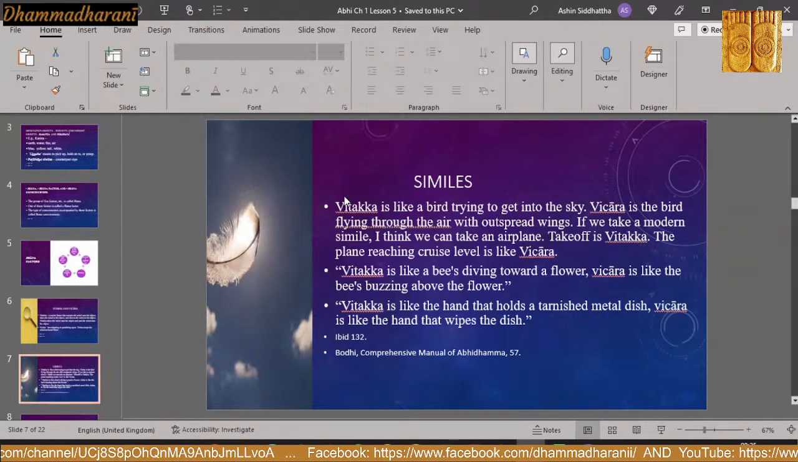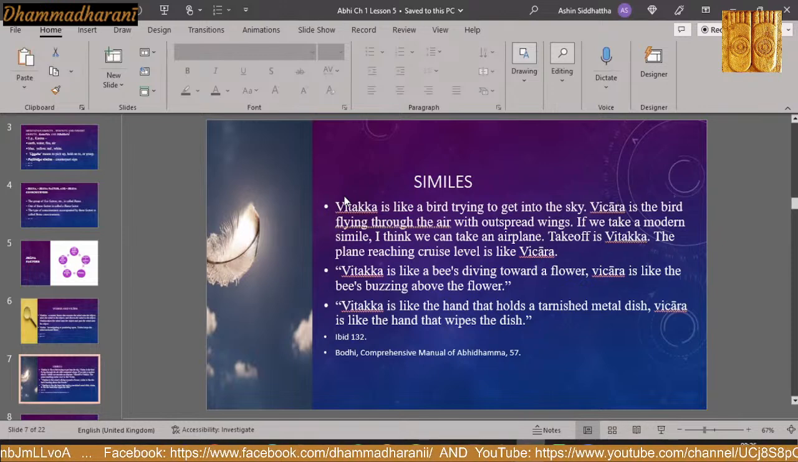Another simile is like cleaning a metal dish. Suppose when you are cleaning a metal dish or whatever dish, first you have to hold that dish thoroughly. Then to clean that dish, you have to wipe it smoothly. If you wipe it strongly, sometimes it may be broken, or sometimes it becomes ugly. Therefore, when you are cleaning the dish, you have to hold the dish strongly and wipe the dish smoothly.